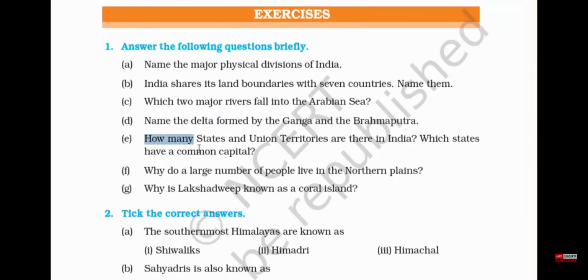Fifth question, how many states and union territories are there in India? We have 29 states and 7 union territories. Remember that, it's 29, not 28. The 29th state is Telangana, which was formed in 2014.